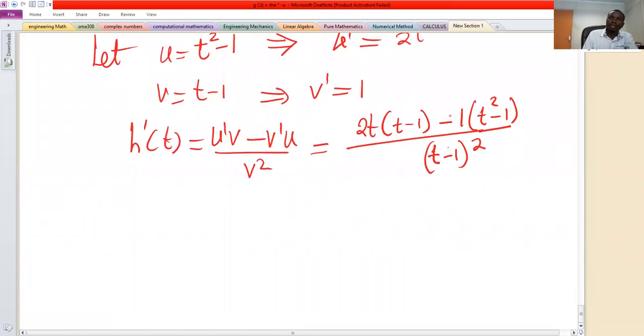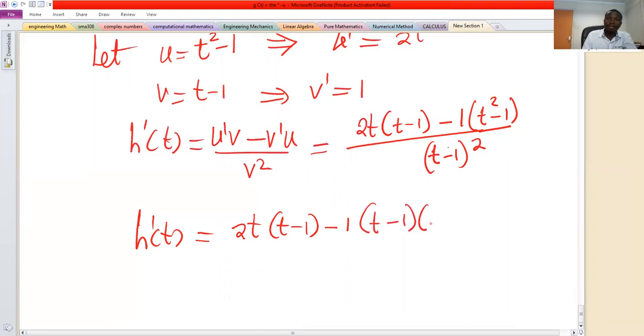So this numerator, you see, can be written as 2t without opening. This one, t squared minus 1, is a difference of 2 squares, so it can be written as t minus 1 times t plus 1, divided by t minus 1 squared.